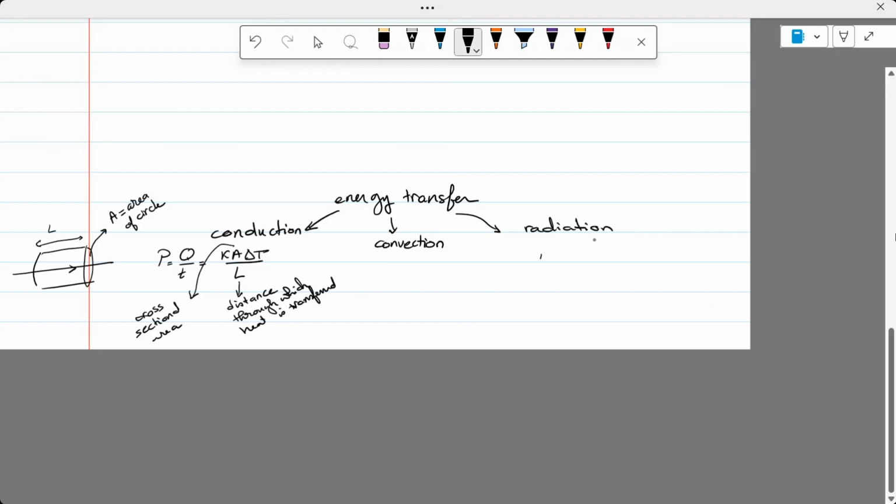Whereas for radiation, the formula is sigma E A T power 4. Delta T here is T hot minus T cold, essentially. T here is the temperature of the object.